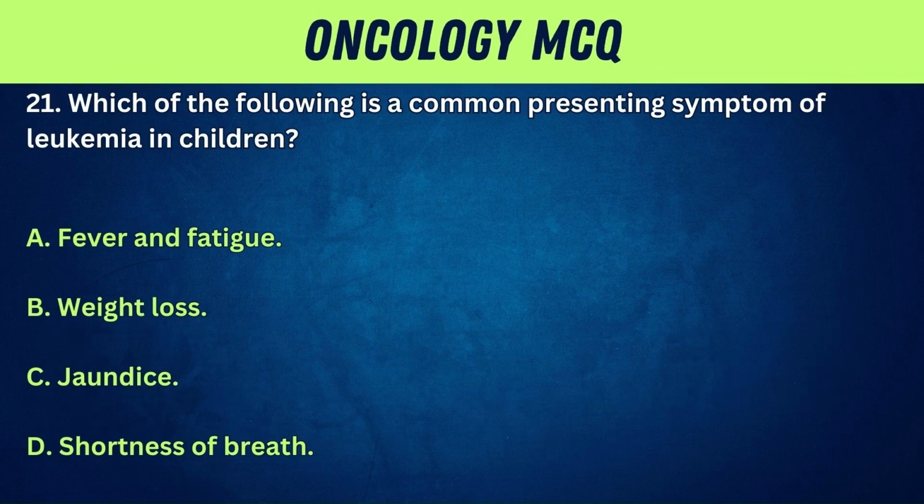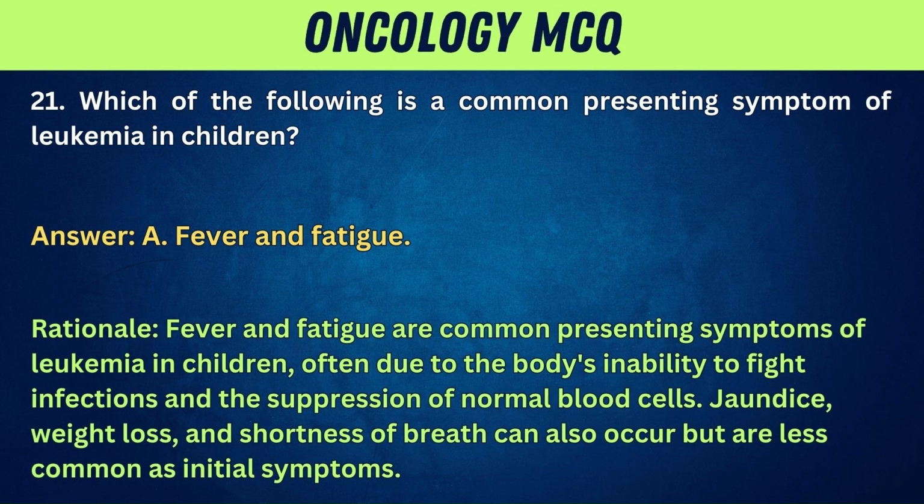21. Which of the following is a common presenting symptom of leukemia in children? A. Fever and fatigue. B. Weight loss. C. Jaundice. D. Shortness of breath. Answer: A. Fever and fatigue. Rationale: fever and fatigue are common presenting symptoms of leukemia in children, often due to the body's inability to fight infections and the suppression of normal blood cells. Jaundice, weight loss, and shortness of breath can also occur but are less common as initial symptoms.